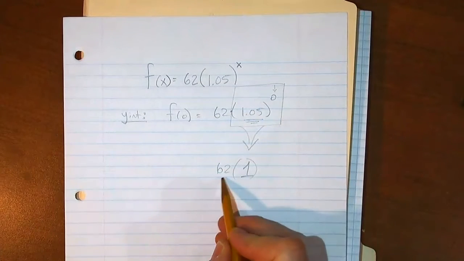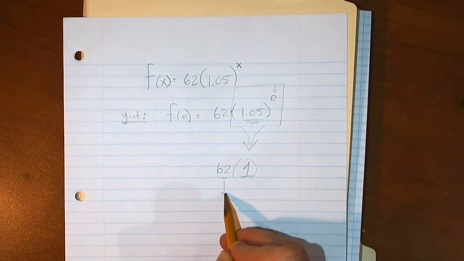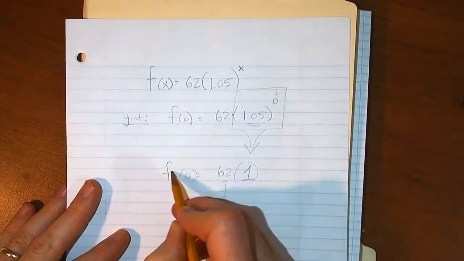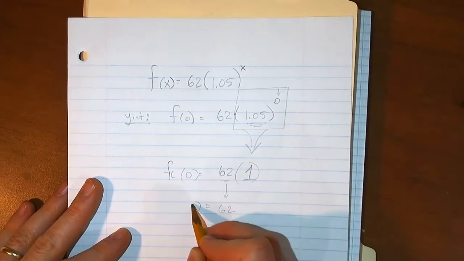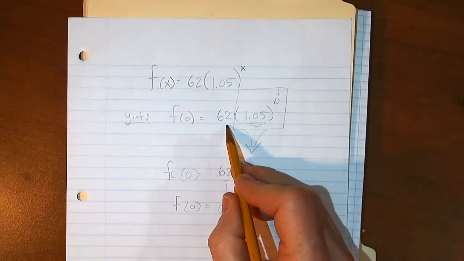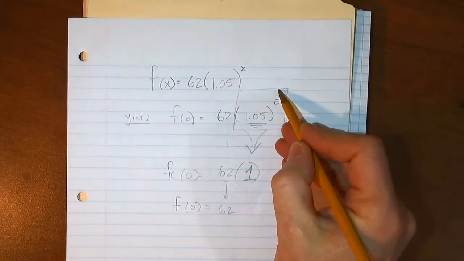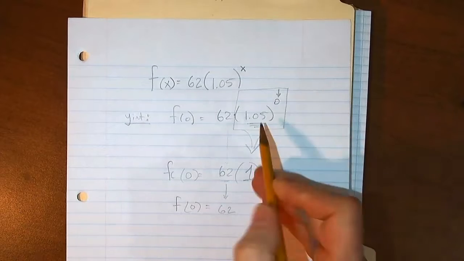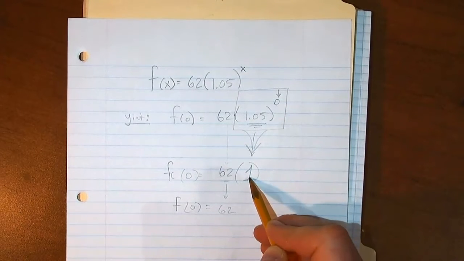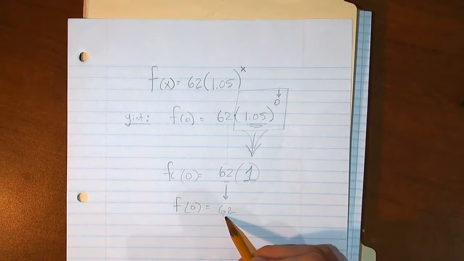And of course, anything times 1 will always equal itself. And so what I end up with is that when I'm trying to find the y-intercept, it just simply ends up being the number that's in front of the parentheses. Okay, and that's always going to happen because I always plug in 0 to find the y-intercept, and anything raised to the 0 power always equals 1, and anything times 1 always equals itself. So I'm always just going to end up with that number.